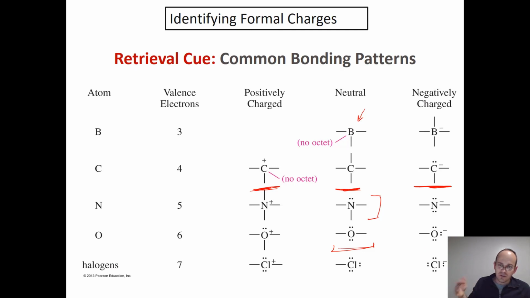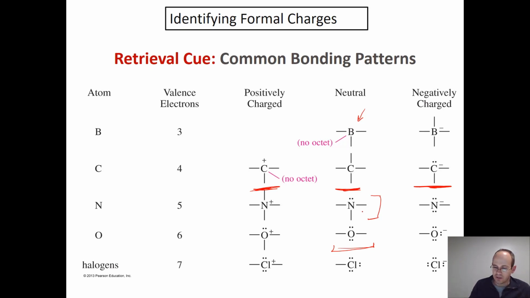The halogens usually have 1 bond, so you're seeing a pattern from carbon on down, right? We've gone from 4 to 3 to 2 to 1 bond under their neutral conditions. So halogens are typically 1 bond and 3 lone pairs. They can have 4 lone pairs and no bonds, and then they're negatively charged, or they can have 2 bonds and 2 lone pairs, and they're positively charged. These common bonding patterns will get you the formal charge if you just know them.